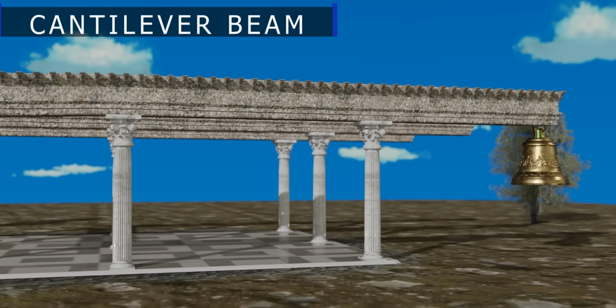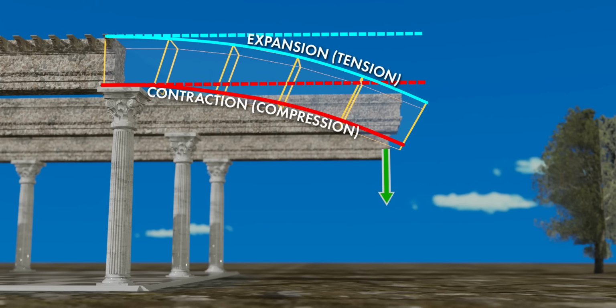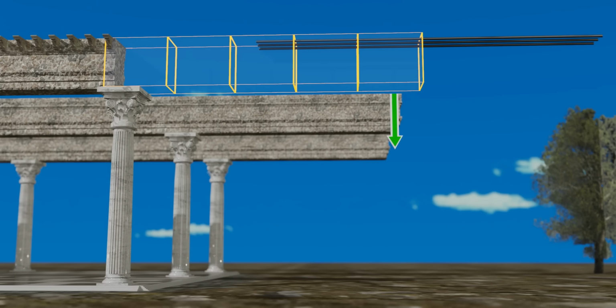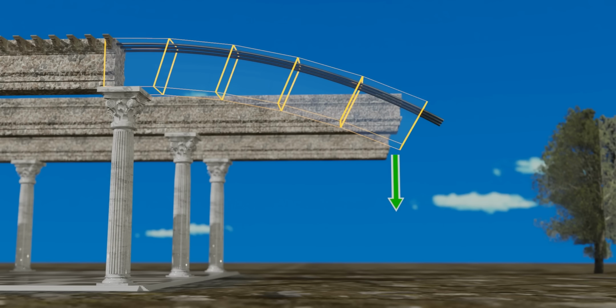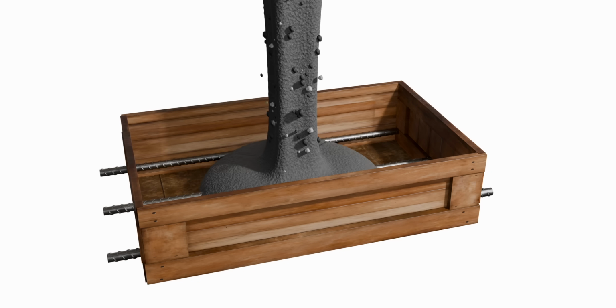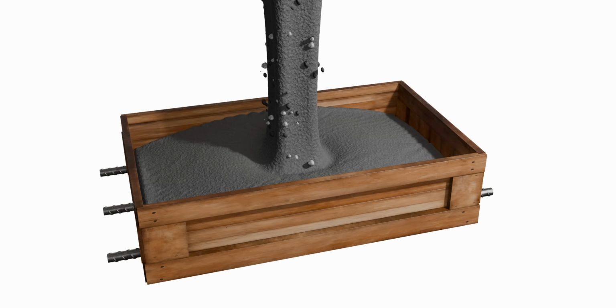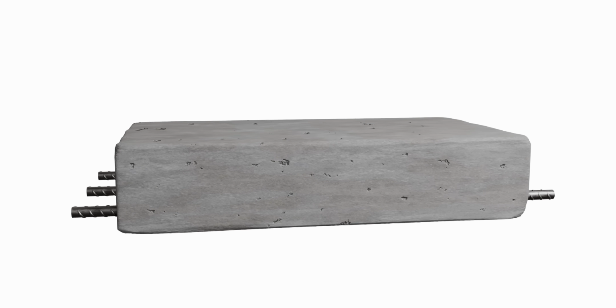Now, let's look at a cantilever beam. It's even more interesting. In this case, tensile stress develops in the top fibers. Knowing this, you can determine where to place the reinforcement bars for maximum strength. Reinforcement bars greatly increase the load-bearing capacity of concrete. But there's an even more ingenious way to improve it further.